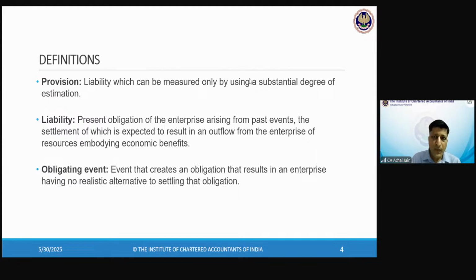Sure. Now, let's try to understand both these aspects, the liability and the provision. We have already discussed liability in a way. See, a liability is what? It's a present obligation arising from past events, something that we have already discussed, the settlement of which is expected to result in an outflow of resources.